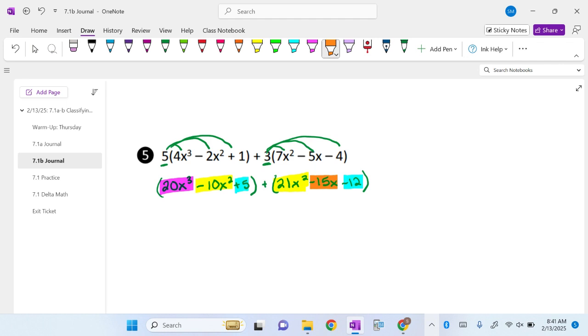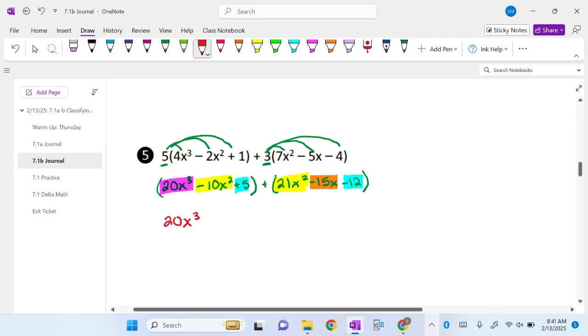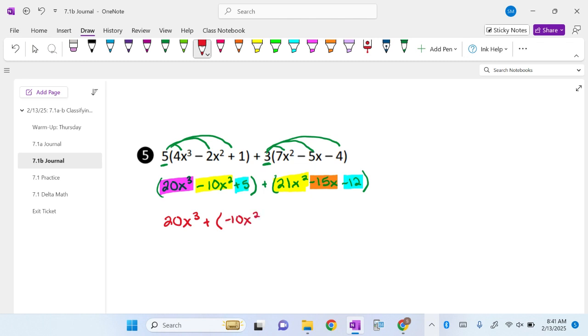So again, if we're going in standard form, what's the first thing I will do? So which term comes first if it's in standard form? Which one has the highest exponent? The 20x cubed. So we're going to start with 20x cubed plus, what's the next set of values in standard form that will come next? The x squareds. So it'd be negative 10x squared plus 21x squared.